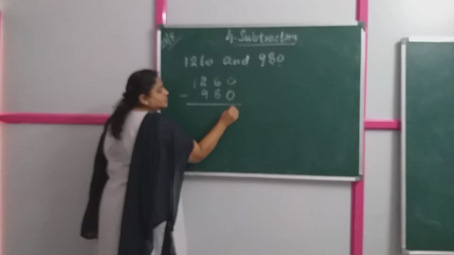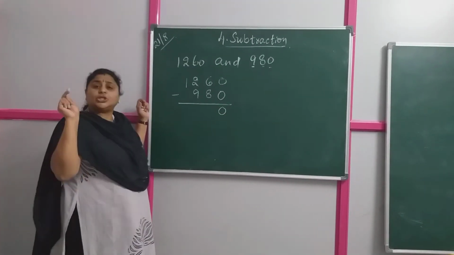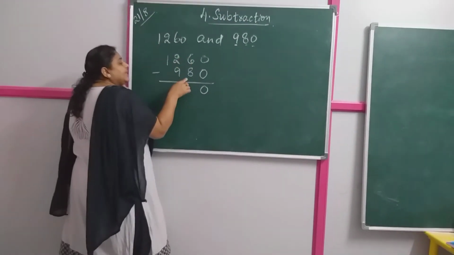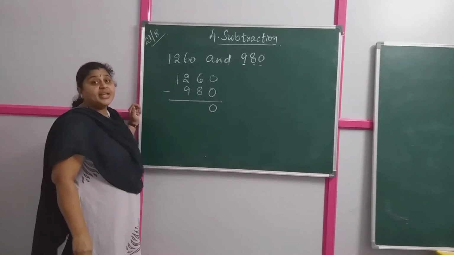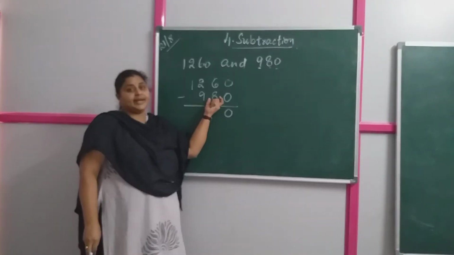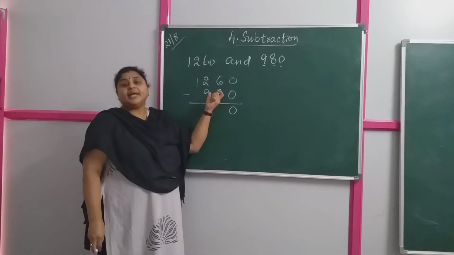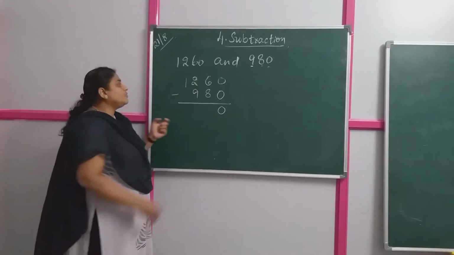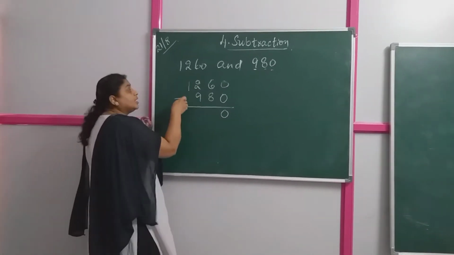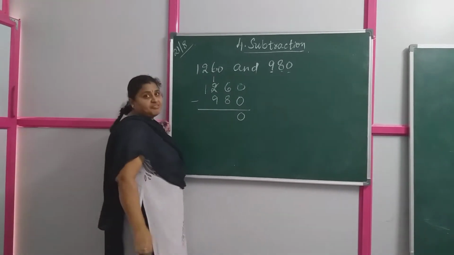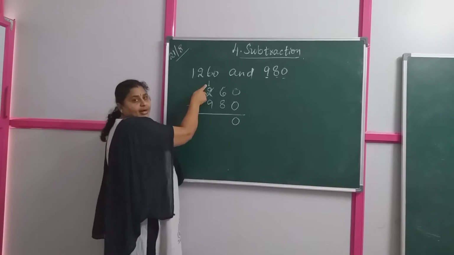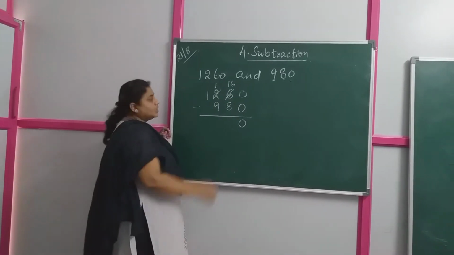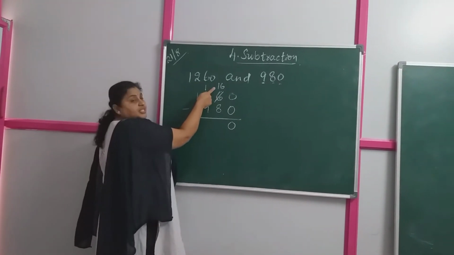Now let us subtract. 0 minus 0, 0. When you are subtracting two same numbers, the answer will always be 0. Now from 6, can I take away 8? No, because 6 is smaller than 8. From a smaller number we cannot take a bigger number. What are we going to do? We are going to borrow from the previous number. When we borrow from the previous number, it changes to its before number. So before 2 is 1. So 2 changes to 1 and 6 changes to 16.